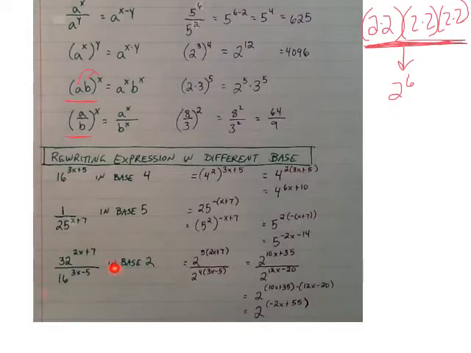Finally, we want to write the last one in base 2, so I wrote 32 as 2 to the 5th and applied the multiplication property, and I wrote 16 as 2 to the 4th and applied the multiplication property of exponents. And we get 2 raised to the 10x plus 35 over 2 to the 12x minus 20. Now that those two numbers are of a common base, we can subtract the exponents and arrive at our final answer.